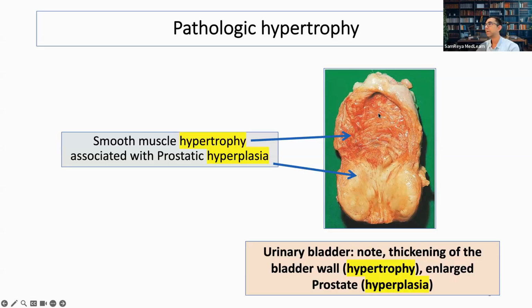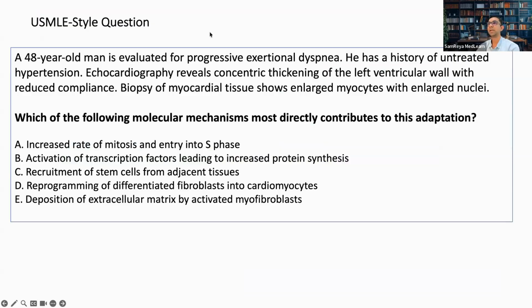Okay. Let's look at one of the MCQs that I have for you today. Let's spend a minute reading this question. You can pause the video if you wish to. Let me read this question for you. A 48-year-old man is evaluated for progressive exertional dyspnea. He has a history of untreated hypertension. Echocardiography reveals concentric thickening of the left ventricular wall with reduced compliance. Biopsy of myocardial tissue shows enlarged myocytes with enlarged nuclei.